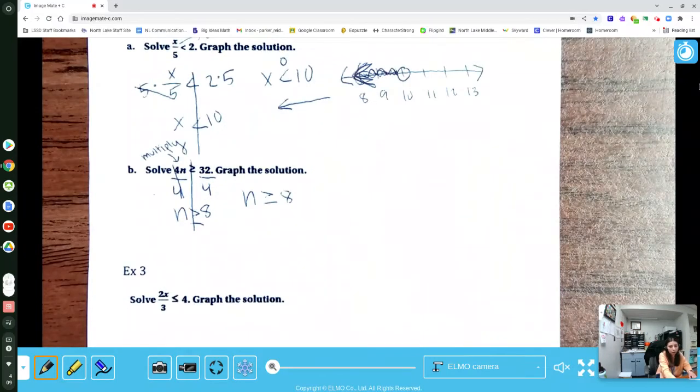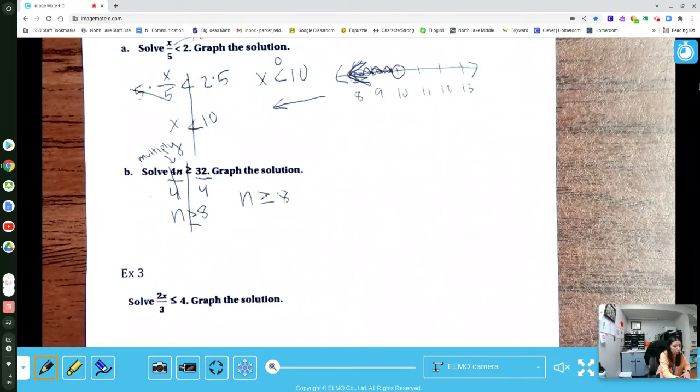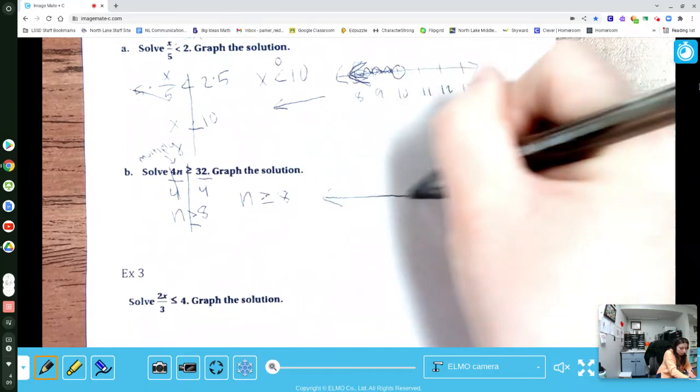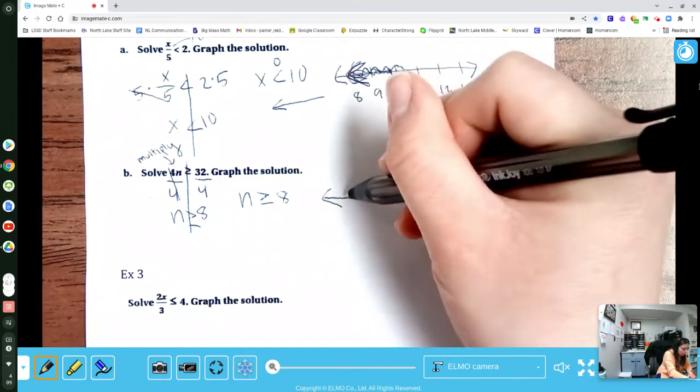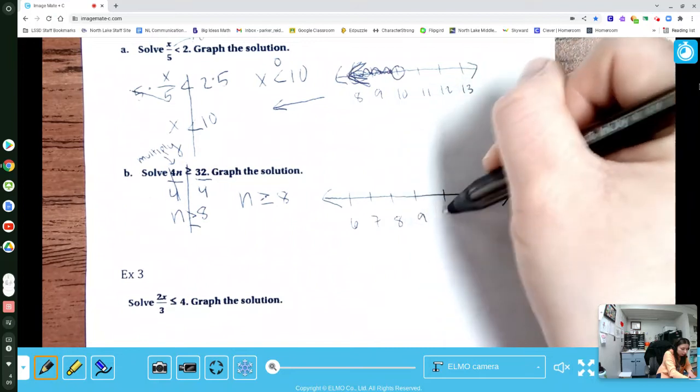That is our solution. This just means as long as n is 8 or more, anything that is equal to or greater than 8, our inequality will be true. I'm going to graph the solution. I'm going to start at 6, 7, 8, 9.